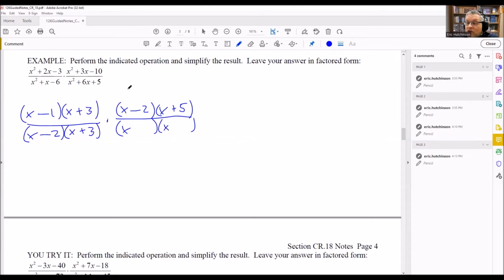Then we want to have the last one. Factors of 5 that add up to 6 will be 1 and 5. And everything's going to be positive because everything's positive in this one.